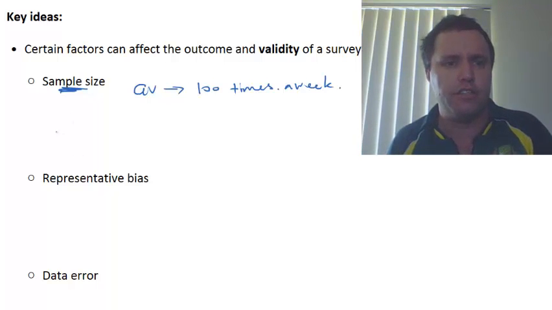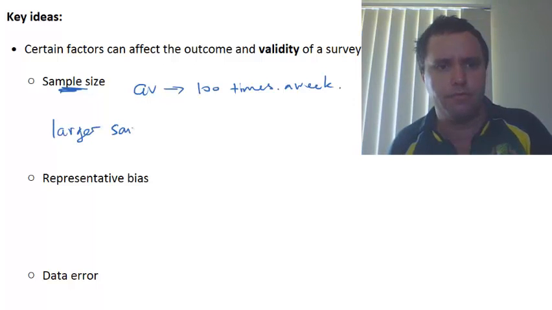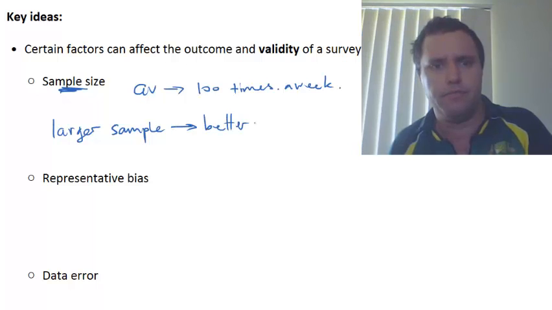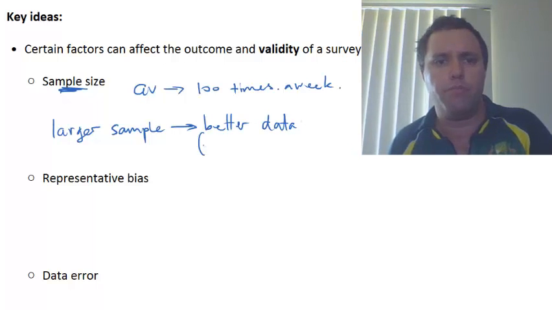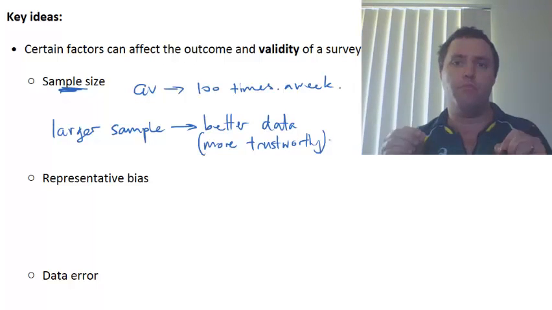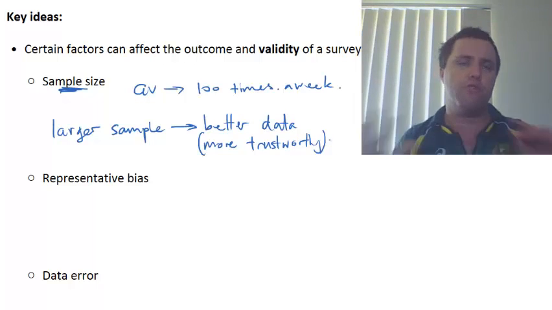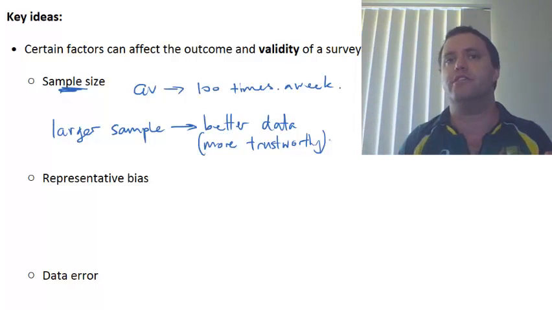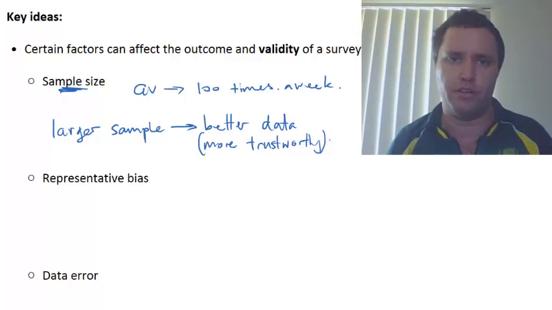Obviously a larger sample is going to give us better data, or more to the point, more trustworthy data. The more people that you sample, the more people that you survey, the more trustworthy, and the better from a scientific point of view, your data is going to be.